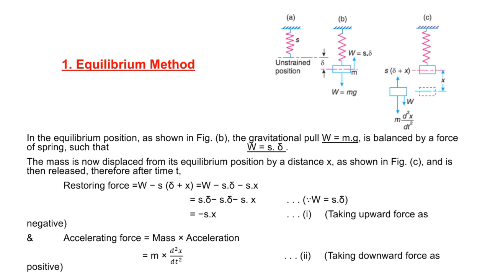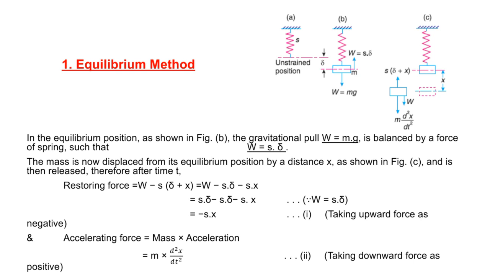Now, how to find the natural frequency of longitudinal vibration or free longitudinal vibration. There are three methods of finding the natural frequency of longitudinal vibration: first is the equilibrium method, second is the energy method, and third is the Rayleigh's method. Equilibrium method, energy method, and release method. We will start with the equilibrium method. How to find the natural frequency by using the equilibrium method.